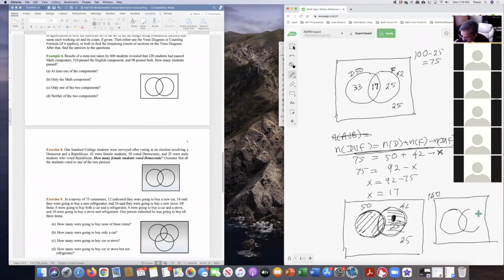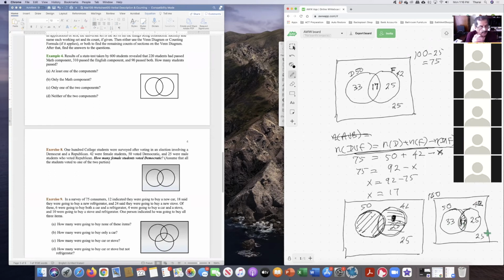Okay, so now we first figured out 100 minus 25, 75 is the count of two circles together. And since the first circle is equal to 50, 75 minus 50 must be this section. And this whole thing is 42. So 42 minus 25 gives you this section, and that's 17. And then 50 minus 17, 33 here. So now we have all the sections. So now we can answer the questions.